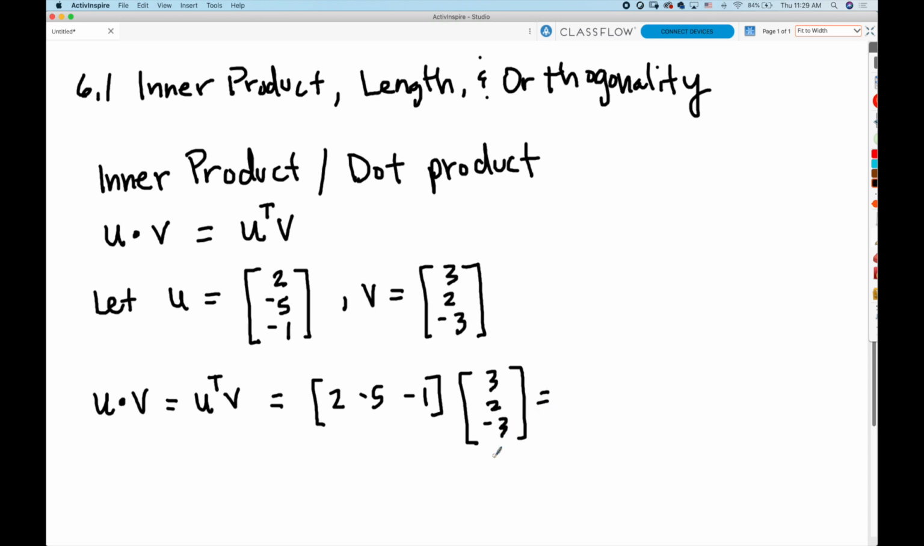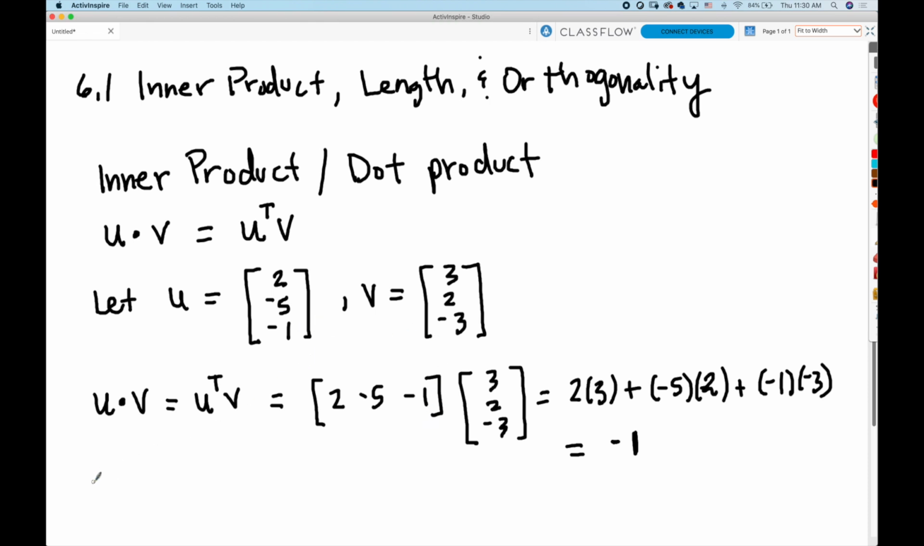Okay, and so we just multiply these two matrices. We have 2 times 3, plus -5 times 2. And then finally, we'll have -1 times -3. And if we simplify, this is 6 plus -10 plus 3, which is -1. And there we go. So U dot V is -1.